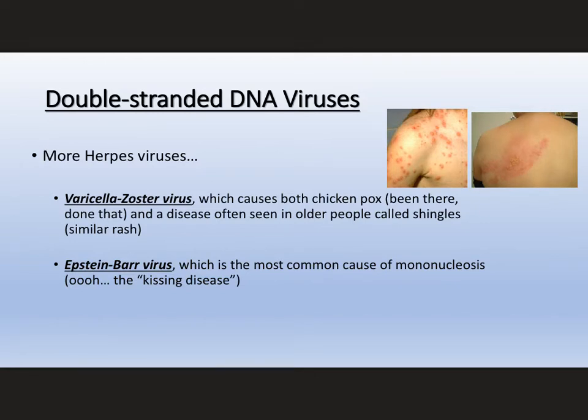Now, some other double-stranded DNA viruses in that herpesviridae family, again, are things you've probably heard of before, but you just didn't realize it was a herpes-type virus. So the first one here is Varicella Zoster. Varicella comes from a Latin word for chicken. Right, and so this is what causes chickenpox and also causes a second disease called shingles.